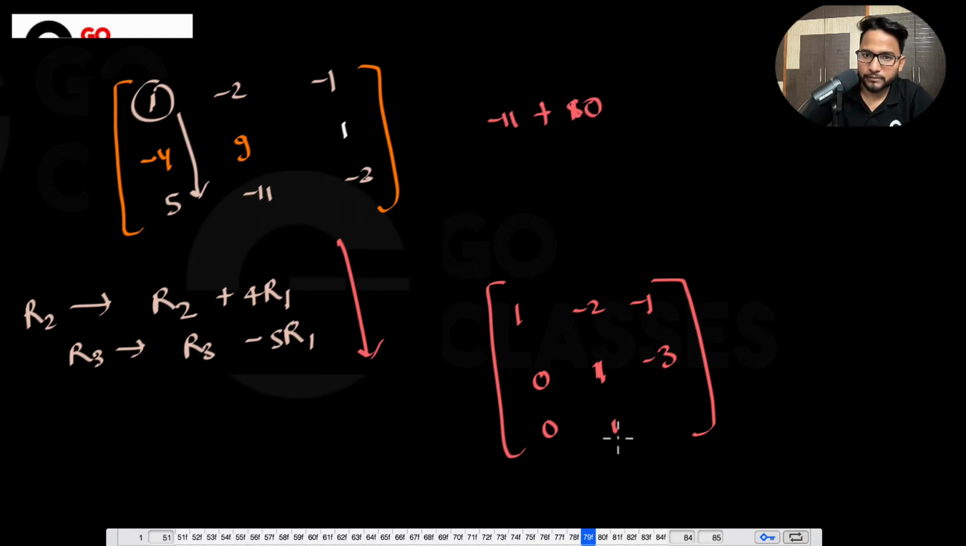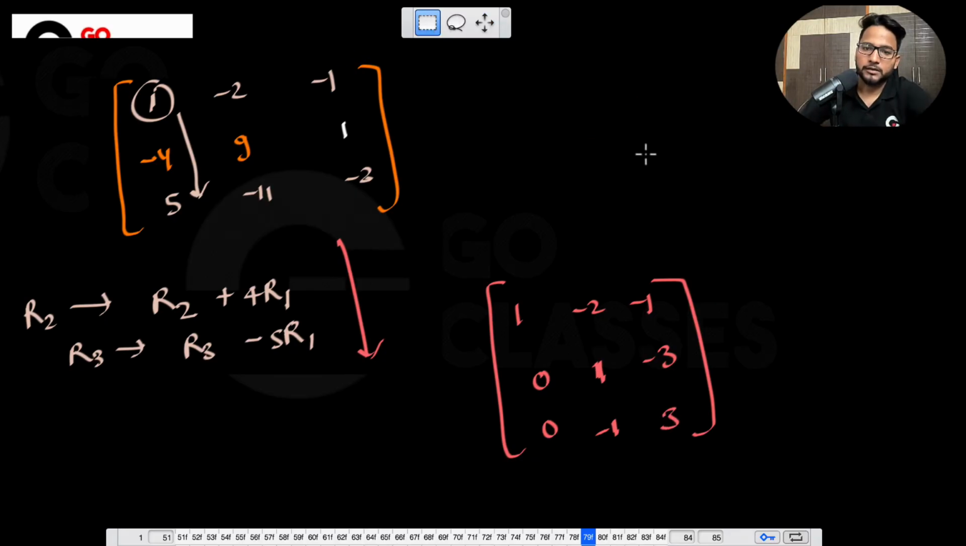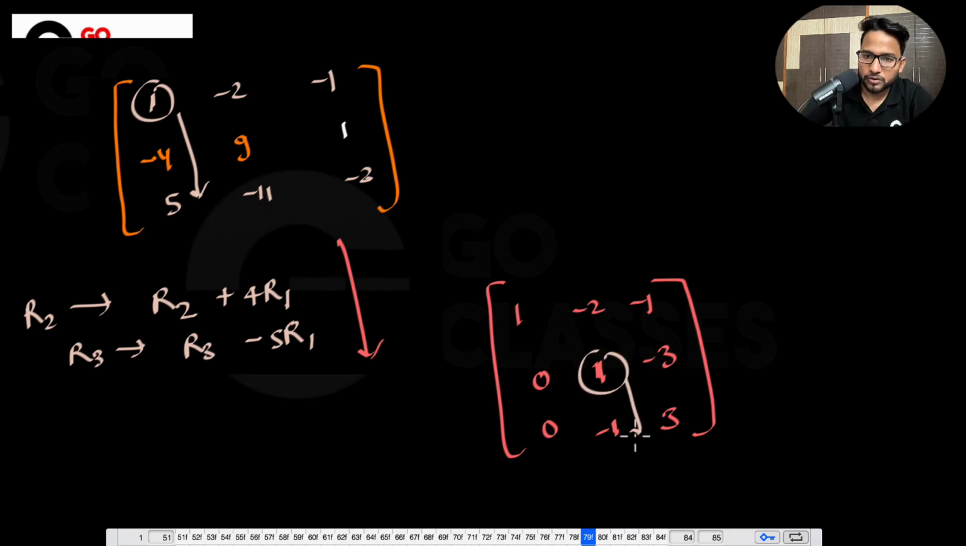It means it will be 1, minus 1. And minus 2 minus 5R1 means this is 5. Then this will be 3. Right? Okay, so these are the values we are getting. Now let's see how we can make this 0. I think you can easily make this 0. How? You can just do R3 going to R3 plus R2, right?